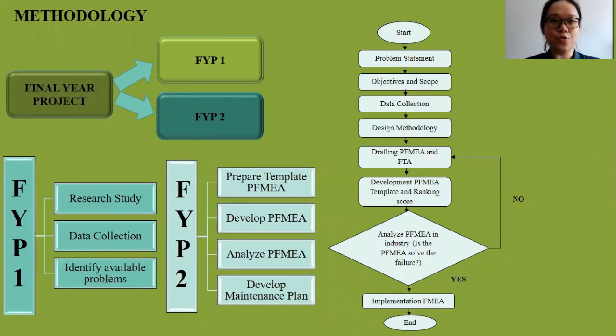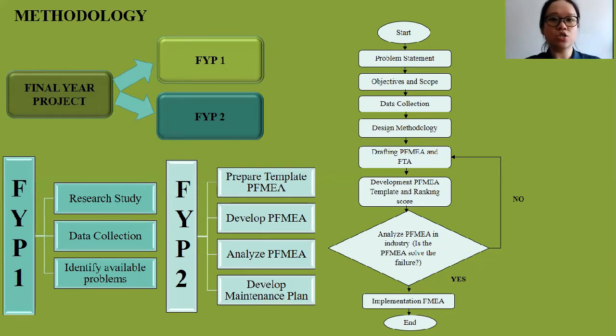Now I would like to proceed to chapter 3, which is methodology. Basically, the final year project can be classified into two parts, which are FYP1 and FYP2. In my FYP1, I mainly focus on three actions, which are research study, data collection, and identifying the available problems of the calendaring process. For FYP2, I will mainly focus on four actions, which are preparing the template for PFMEA, developing PFMEA, analyzing PFMEA, and developing maintenance plans.